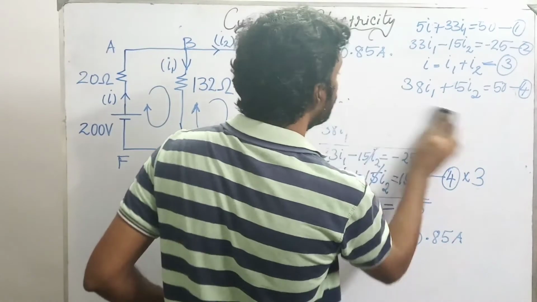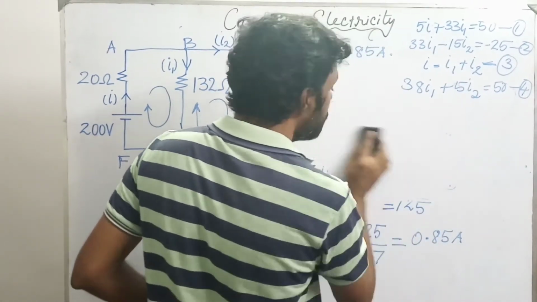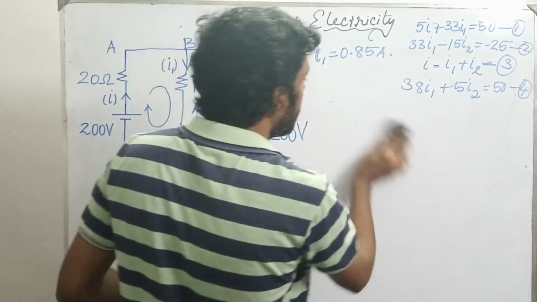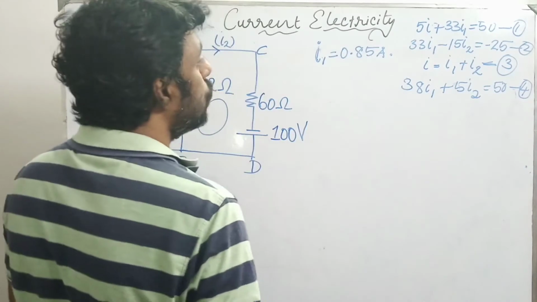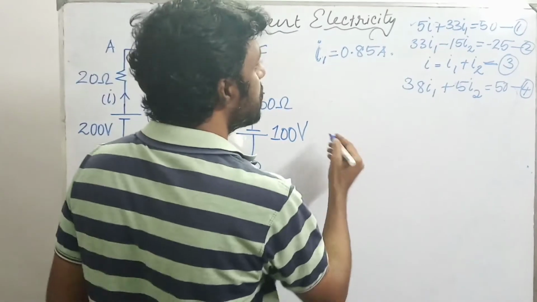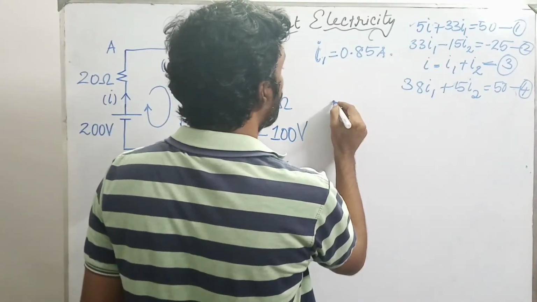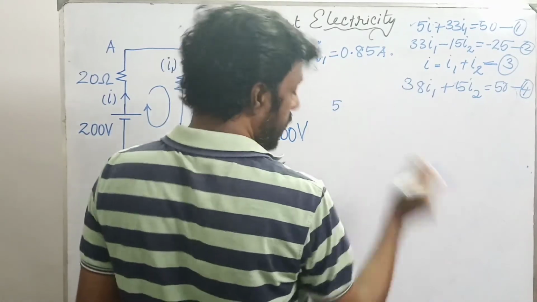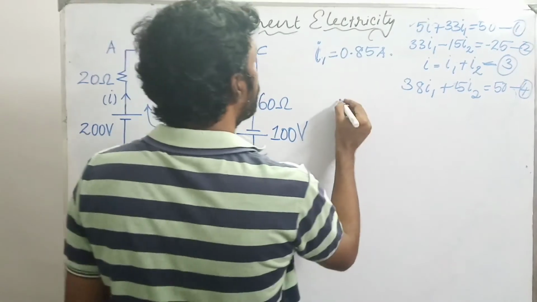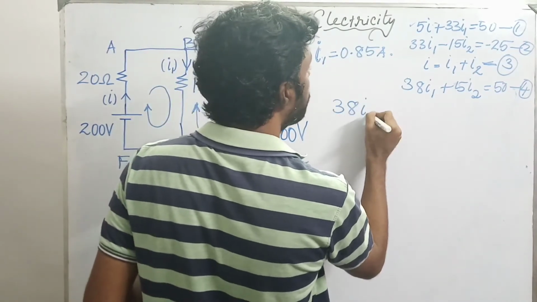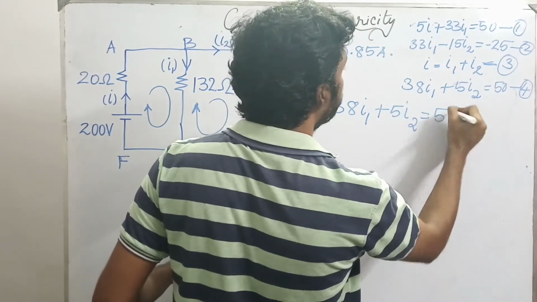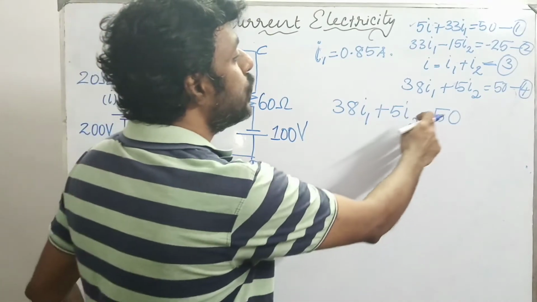So now what are we supposed to find? The last part is we need to find the value of the currents I and I2. For finding the value of current I2, we need to substitute into any one of the equations. Let us assume that we take equation 4: 38I1 plus 5I2 is equal to 50.